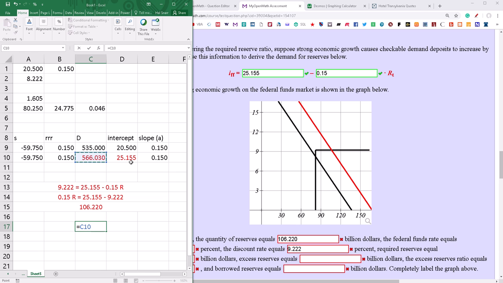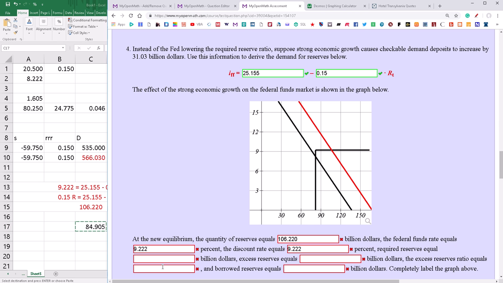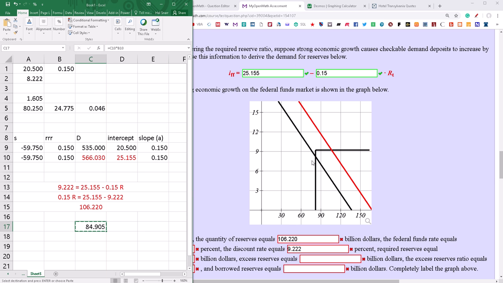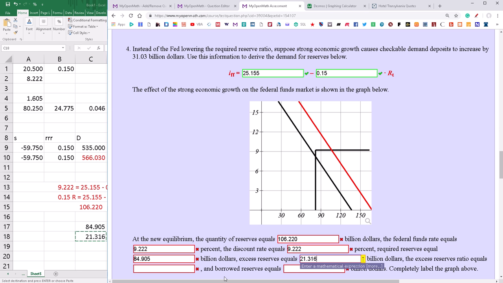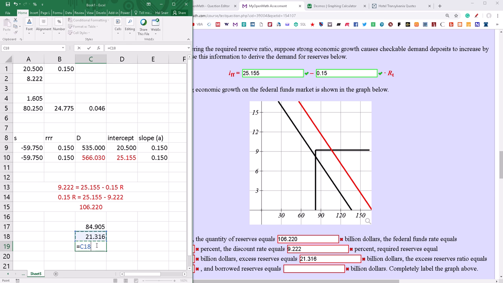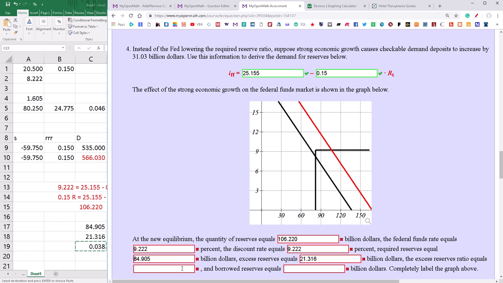is the new demand deposits times the original reserve required ratio. So the new level of required reserves is 84.905. The new quantity of reserves is that, required reserves is that, so the difference in these two is excess reserves. And then the excess reserves ratio is just the excess reserves divided by the new demand deposits. So the excess reserve ratio is now 0.038.